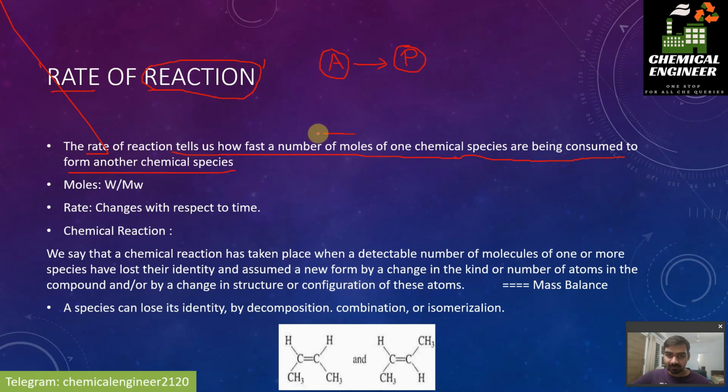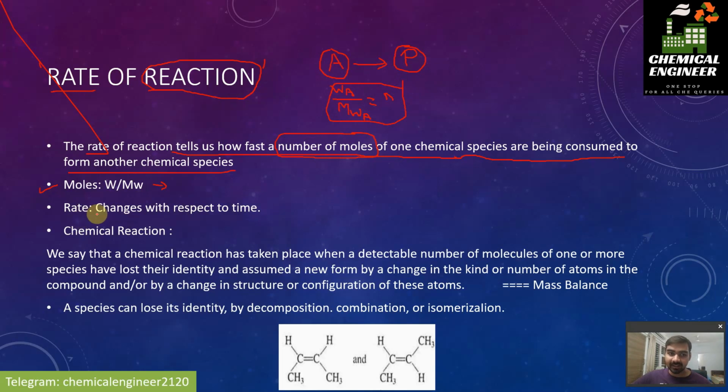Now we have one term here, number of moles. To clear it, we know that moles is weight divided by molecular weight of any species. Suppose here we will have weight of substance A divided by molecular weight of substance A. This will be our moles. We define it by N. This must be clear in your mind by now. If you have any doubt, comment down. So moles is weight by molecular weight.